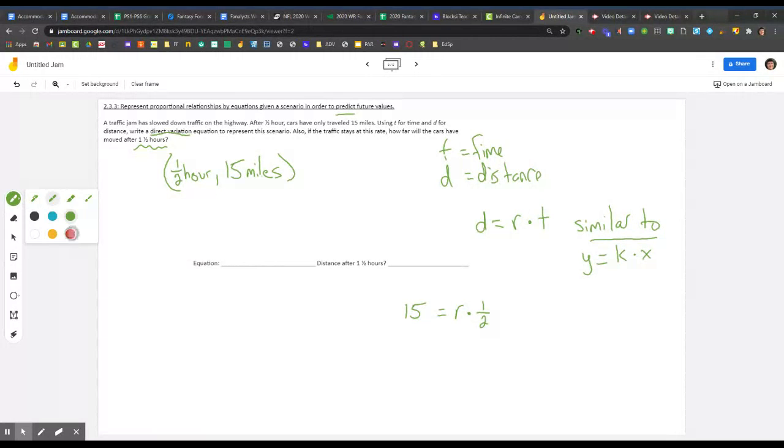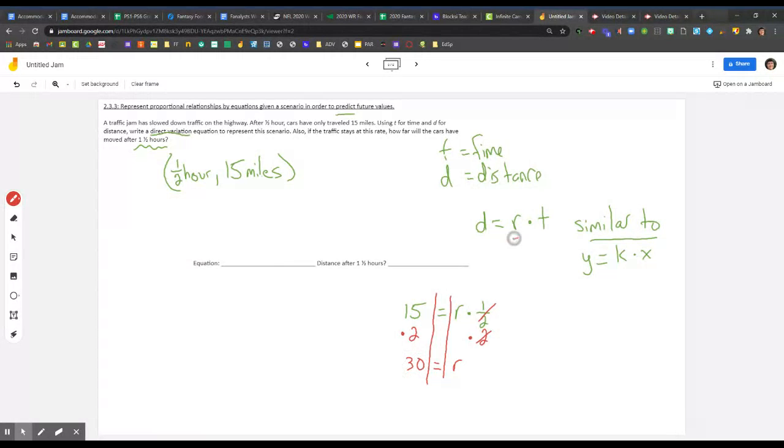So we're going to multiply this side, so equal sign highway, we're going to multiply by 2 because the reciprocal of 1/2 is 2. So we're going to multiply this by 2 because 1/2 times 2 is just 1. So we can say r equals 30.